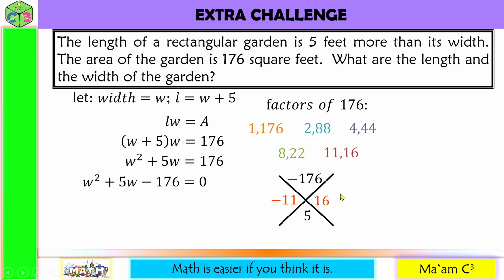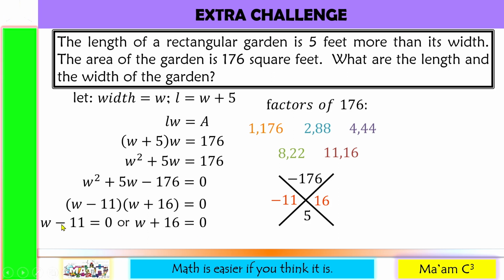Therefore, here are the factors that we are looking for. So we have (W minus 11)(W plus 16) equals 0. Let us apply the zero product property. W minus 11 is equal to 0, or W plus 16 is equal to 0. Let us move this on the side. W is equal to 11. Moving this on the right, W is equal to negative 16.